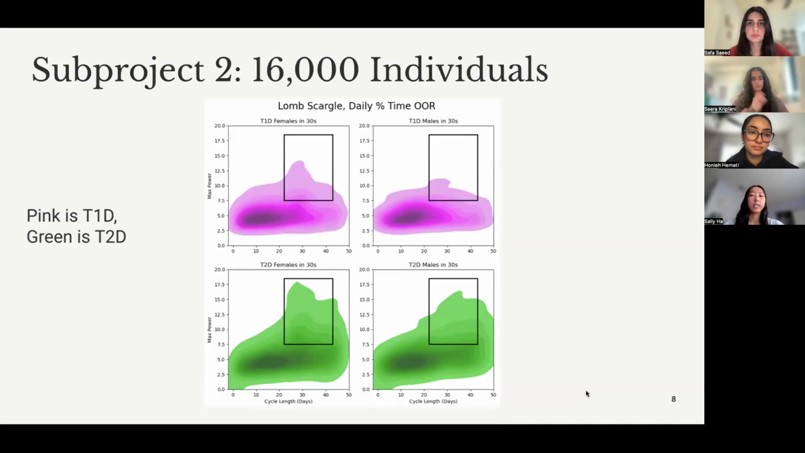Additionally, we found that across sex, individuals with type 2 diabetes are more variable in their Lomb-Scargle power and periodicity than individuals with type 1 diabetes.